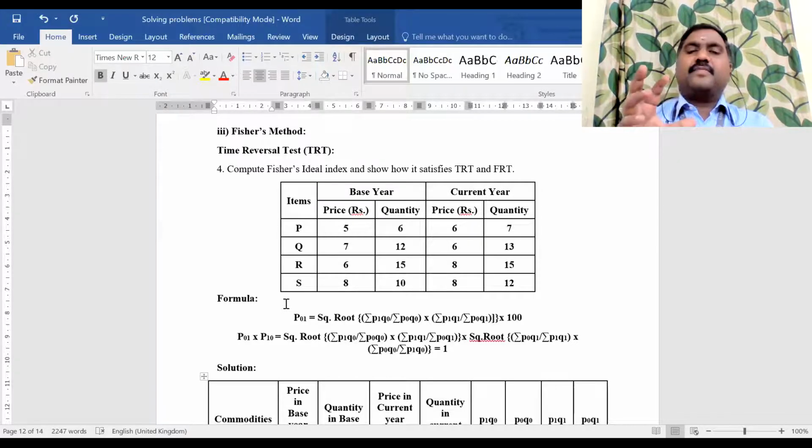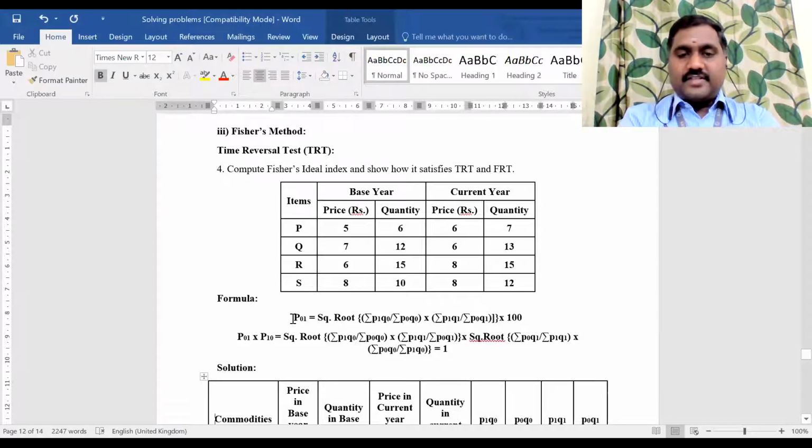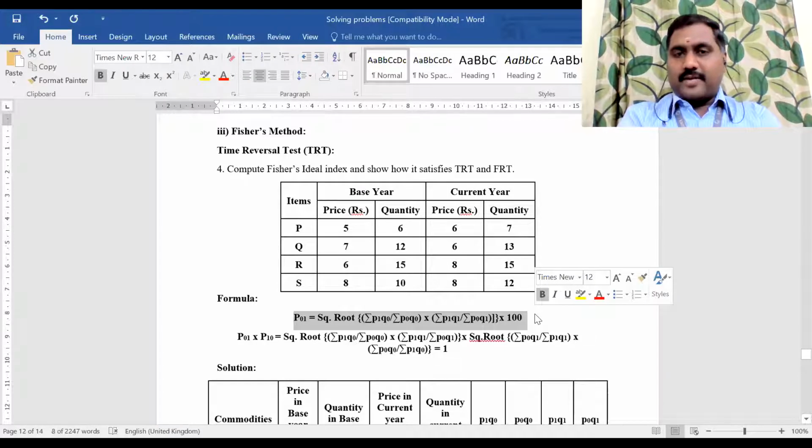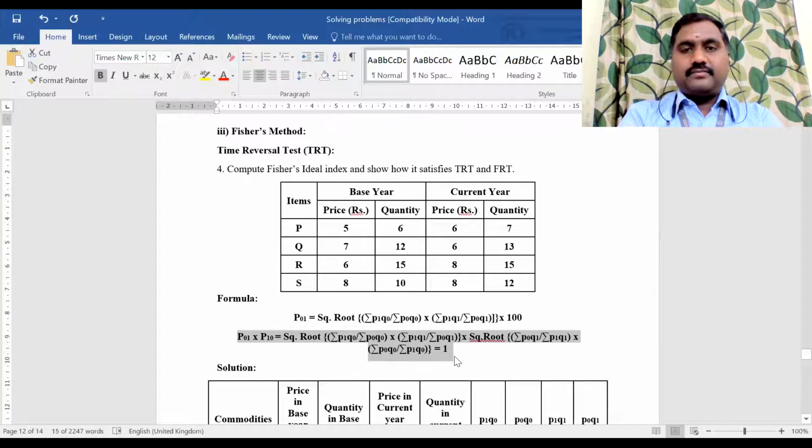Same problem. Find out the P1 Q0, P0 Q0, P1 Q1. Okay, first find out the Fisher. This is the Fisher method, which I'm highlighting. This is the Fisher method formula. And they're asking you to satisfy TRT and FRT. So you have to satisfy TRT first. That means after substituting all the values here, it should be equal to 1. It should be proved that it is equal to 1.